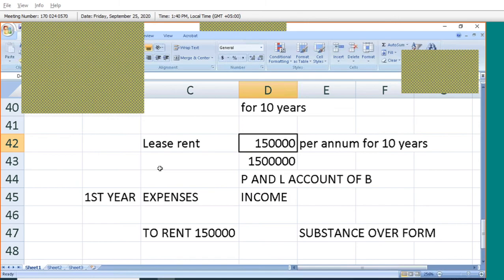In this case, substance over form logic should be applied. By applying the substance over legal form, that particular lease, that particular deal, should be accounted for in a different manner, not the general manner.